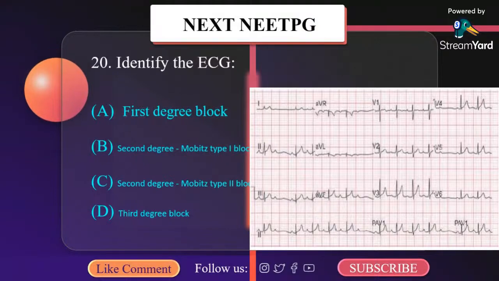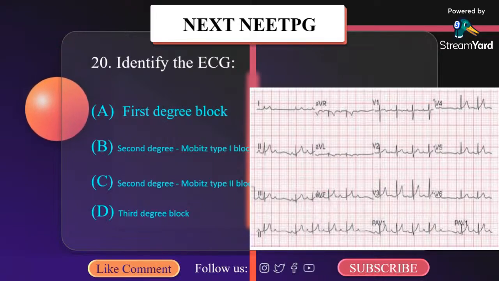Identify the ECG. A. First degree block, B. Second degree Mobitz type 1 block, C. Second degree Mobitz type 2 block, D. Third degree block. It is second degree Mobitz type 1 block.